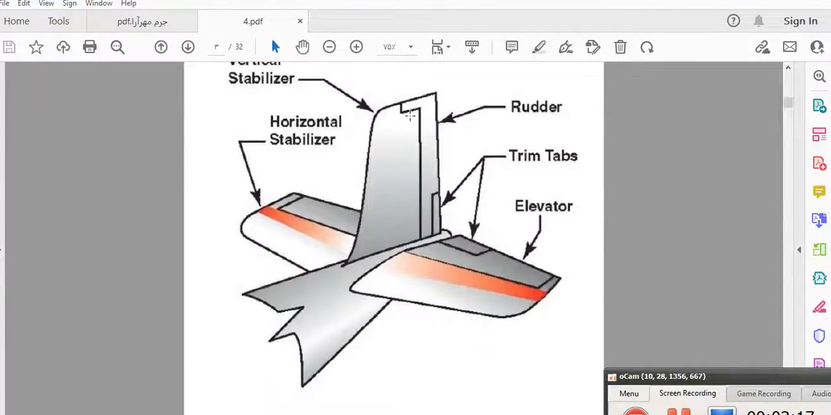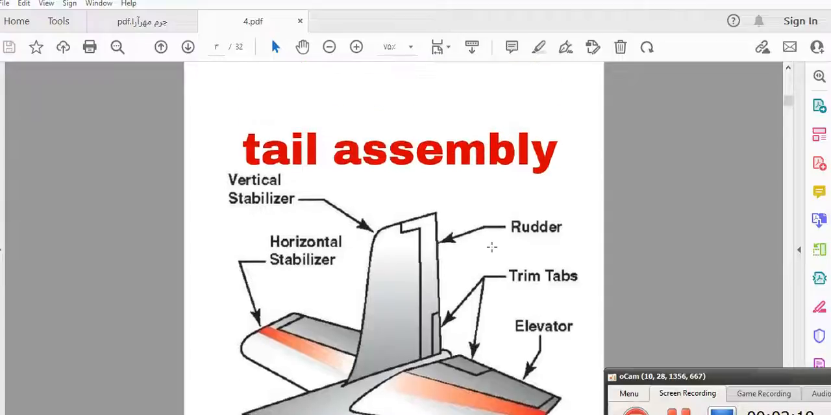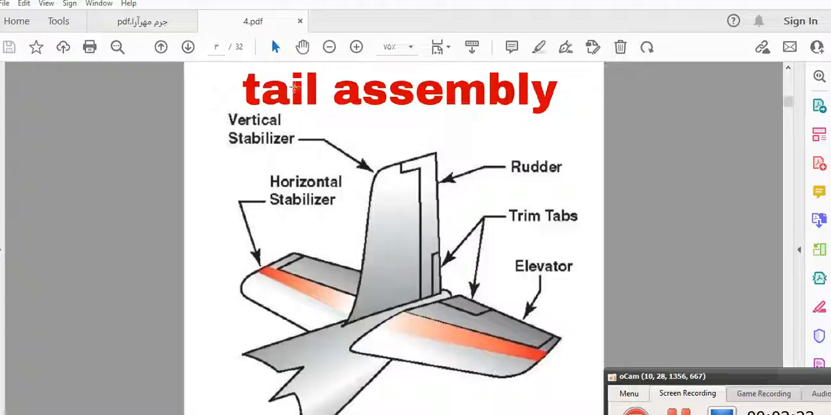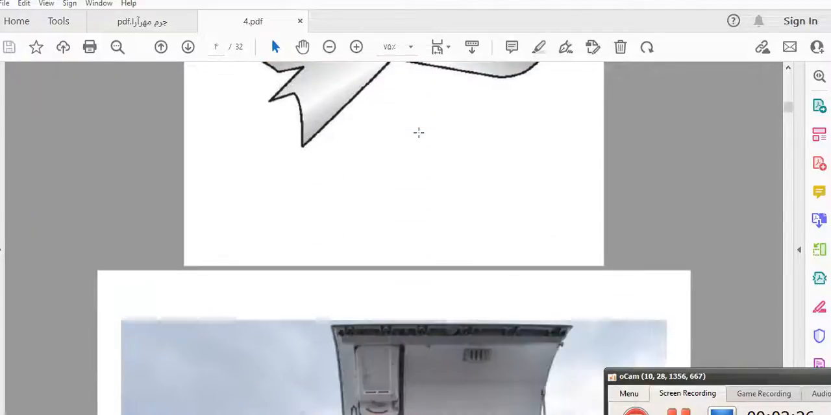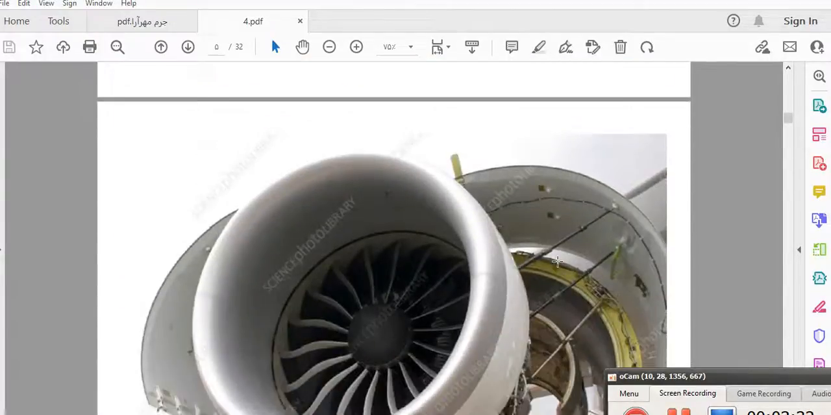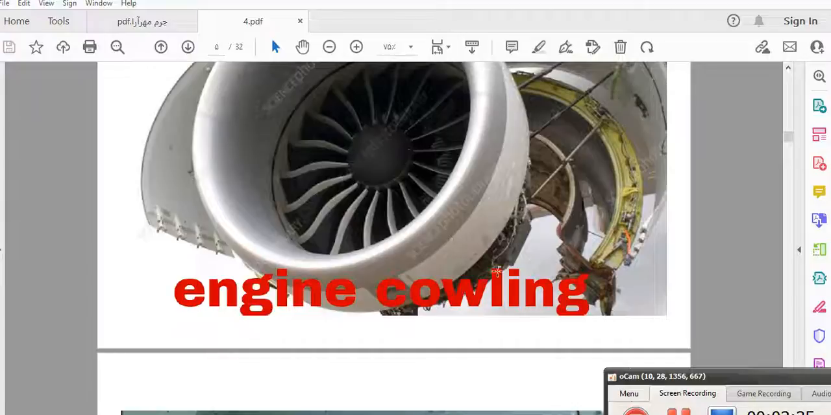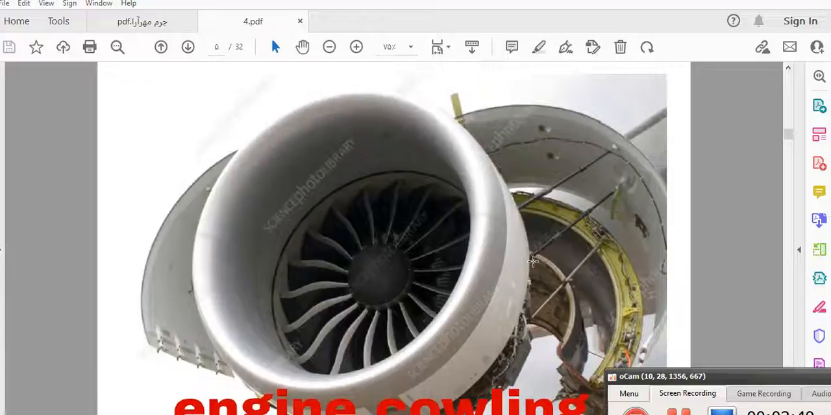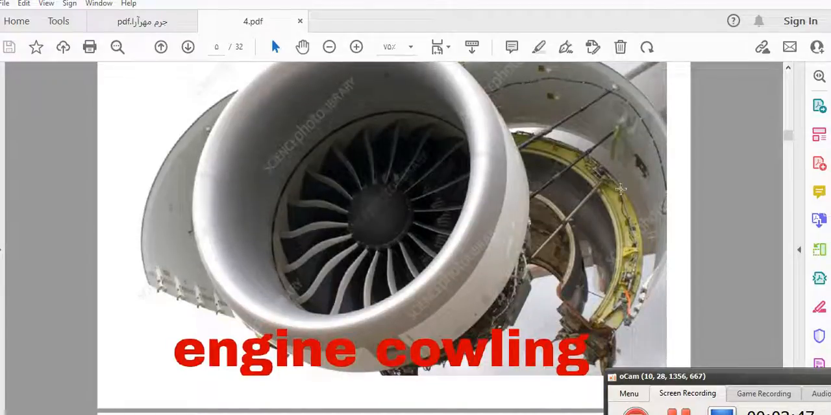This is tail assembly, the tail of the airplane, and all of the parts connected together are called tail assembly. Memorize it. And this is cargo door. Look, this is a door. The cargo you can load and unload here. The next one, engine cowling. Engine cowling is the part that you take a look at here. This is the removable part of the engine. It is not the engine. Engine cowling.